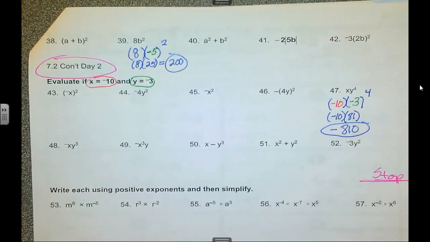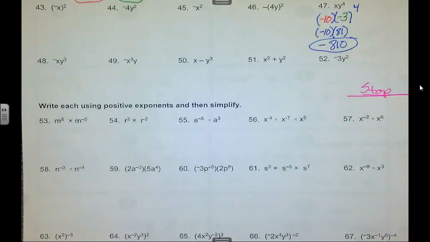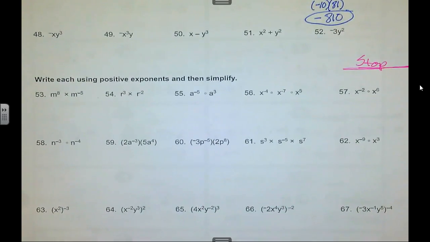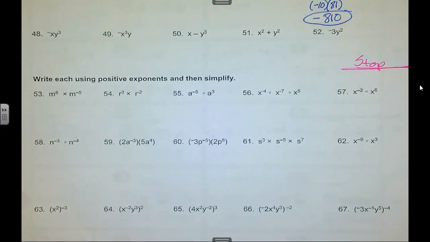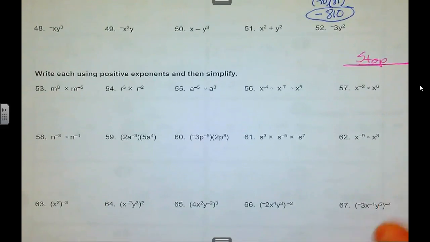Let's do some fun stuff with negative exponents. Now some of this is from 7.1, which is multiplying powers with the same base and dividing powers with the same base. And then we had powers to powers, where we had exponents outside parentheses, where we multiply, right? So we're going to be combining those with this one.